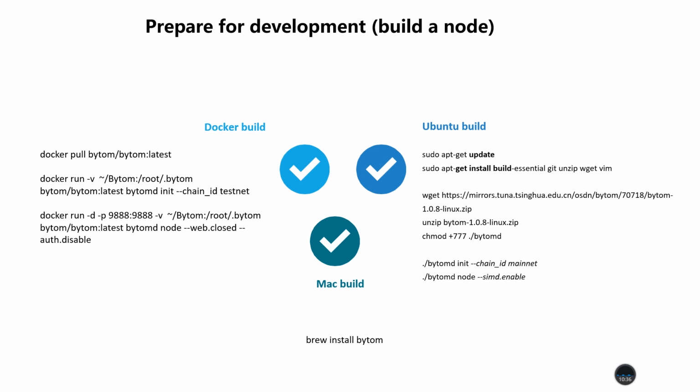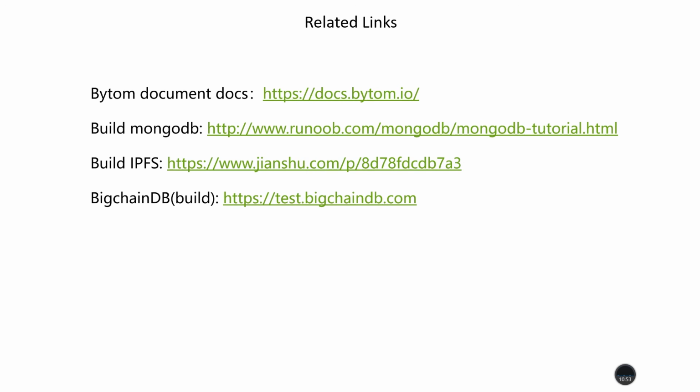So what you need to do is prepare for the development by building a node. Here are the data, so you can use it directly. If you need it, you can send us a message and we can copy and paste it to you. And here are the related links you may need to take a further look at. The first one is the Bytom documents, and the second one is how to build the MongoDB and how to build the IPFS. The last one is how to build Bytom DB, which will be used in lots of application scenarios.